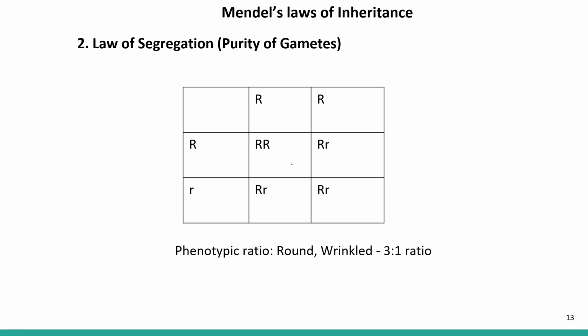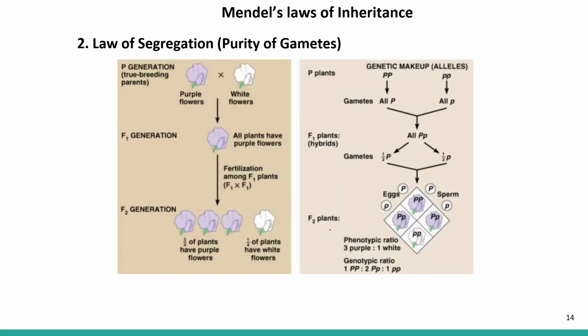So here we can see capital R, capital R, small r, small r, and this will be capital R, small r. So the phenotypic ratio will be round to wrinkled, 3 is to 1. This is round, this is wrinkled, and this one will be round. So this is the ratio.